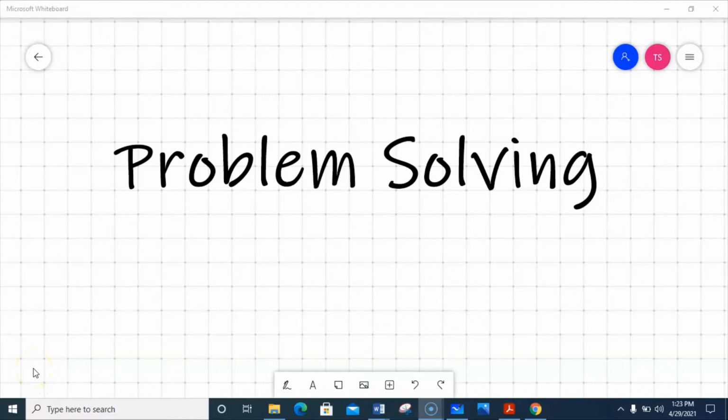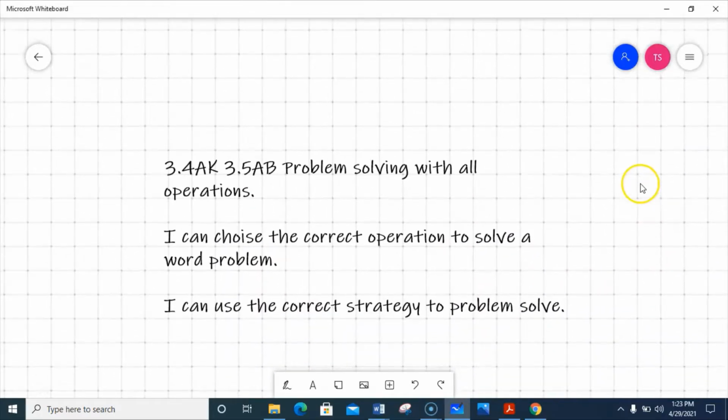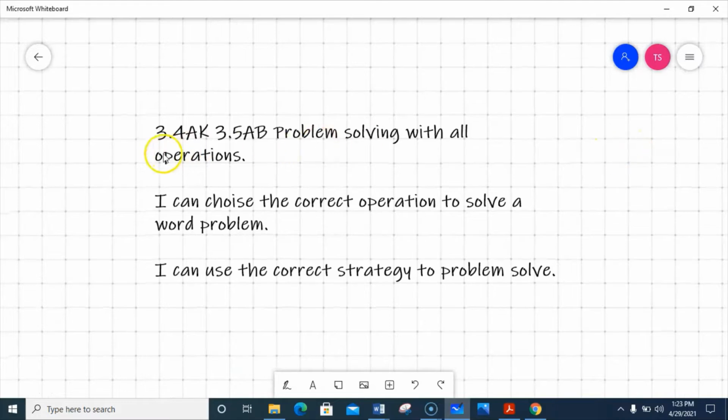We're going to be talking about problem solving today, and a wide variety of skills, really. We're going to be talking about 3.4 A and K and 3.5 A and B. That's problem solving with all operations, basically. The I can statements are: I can choose the correct operation to solve a word problem, and I can use the correct strategies to problem solve.